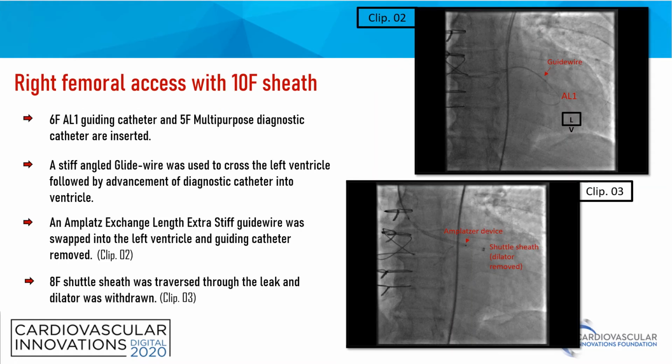Through right femoral access with a 10 French sheath, a 6 French AL1 guiding catheter and a 5 French multipurpose diagnostic catheter are inserted. A stiff angle glide wire was used to cross into the left ventricle, followed by advancement of the diagnostic catheter into the ventricle. An Amplatz exchange length extra stiff guide wire was swapped into the left ventricle and the guiding catheter was removed, as we can witness in clip 2.